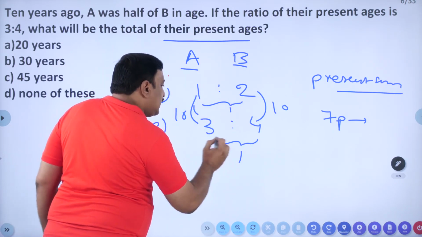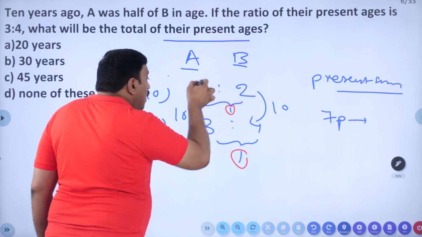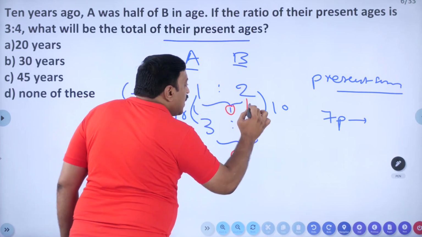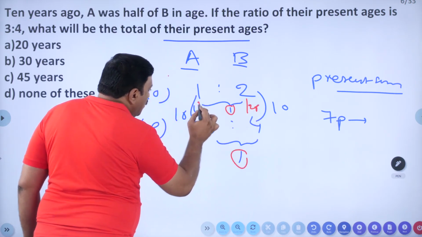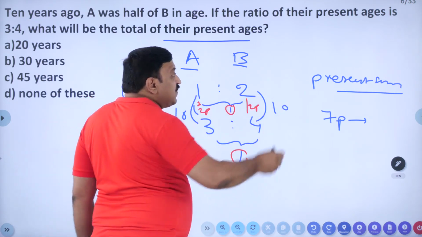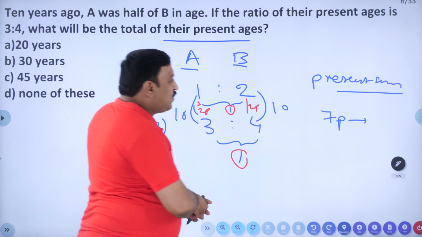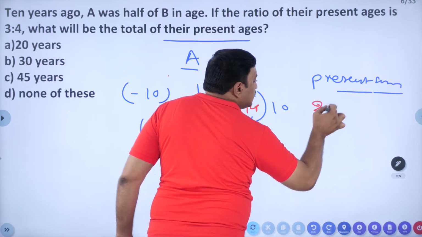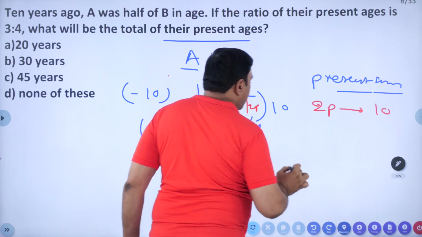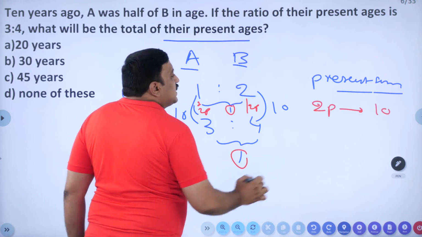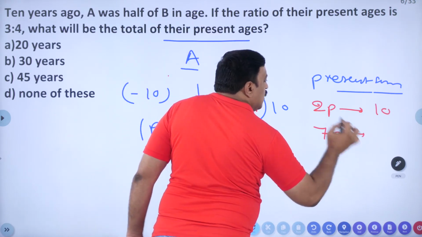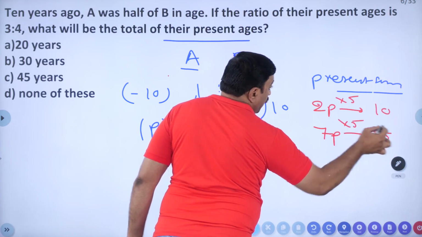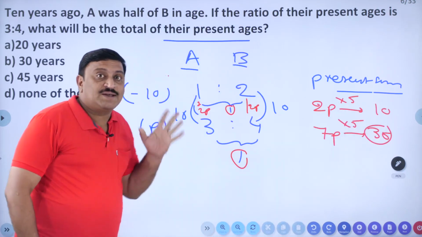Here the difference is both are one. But see these parts, there is 2 plus how much is 4? 2 parts. And here also 2 parts. That means 2 parts equal to 10 years. So now, if 2 parts is 10 years, then 3 plus 4 is 7 parts is how much? 2 into 5 is 10, 7 into 5 is 35. So we got a lesson now.